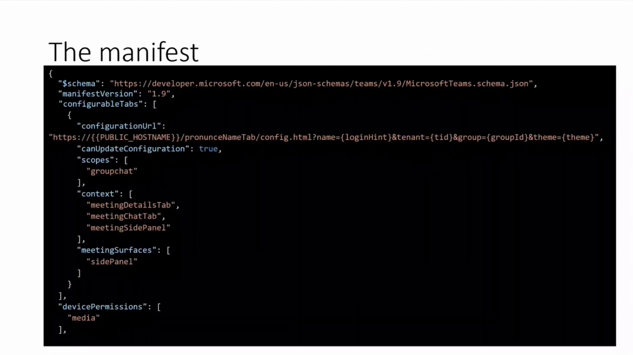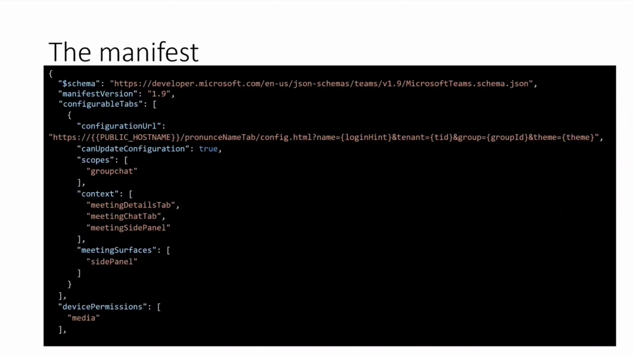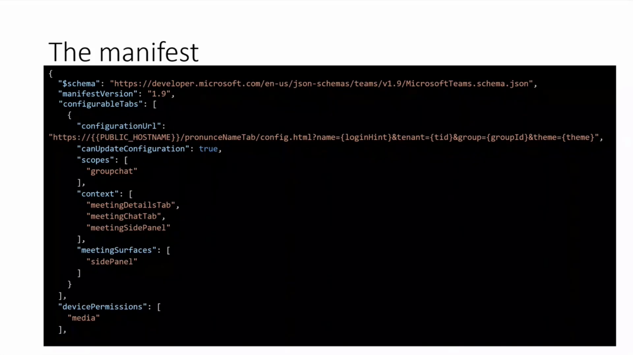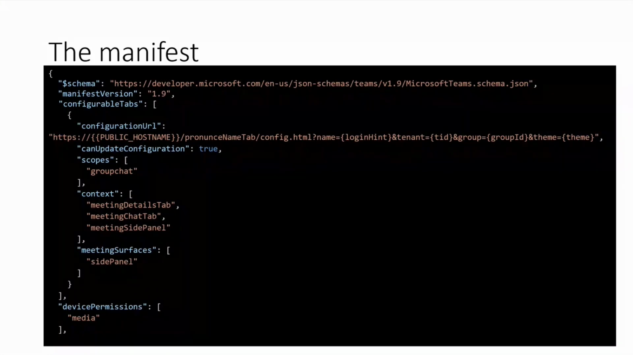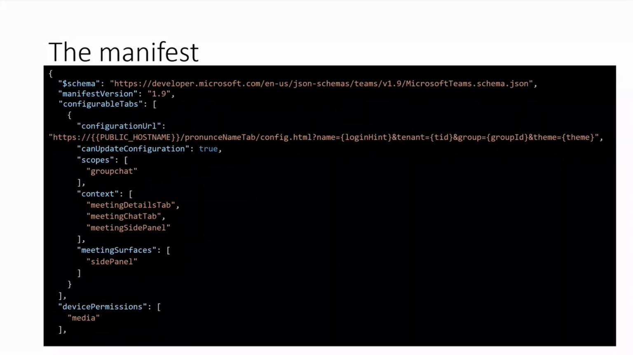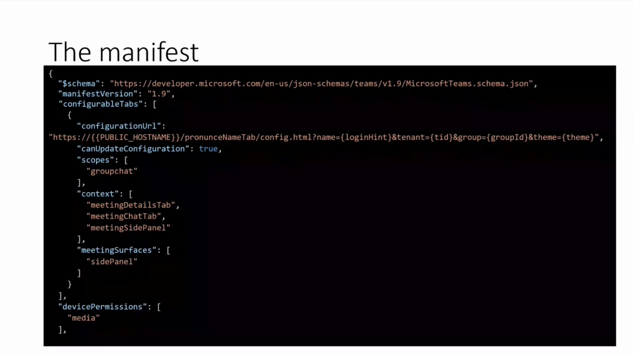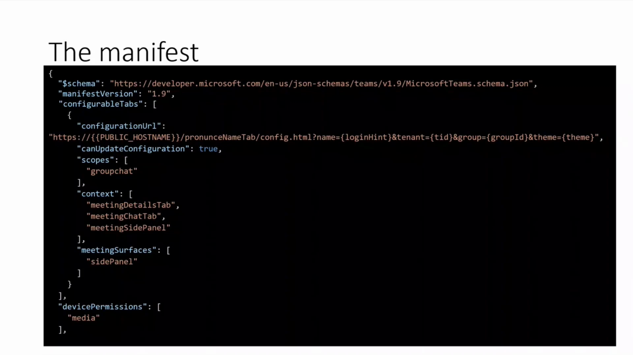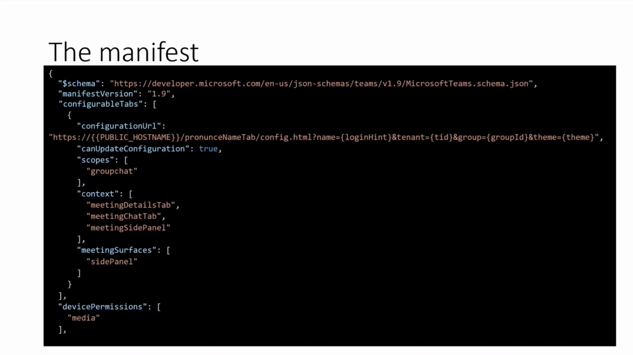As already announced, let's now have a quick look at what specifics we have in the Teams manifest. On the one hand, we have a scope, which at least needs to be group chat. And then we have the context and the meeting surface, which work somehow in parallel right now. This is where we really say, hey, this app shall be available in the meeting details tab or in the chat tab, which is the pre-meeting experience, but it should also be available in the meeting side panel, for instance.